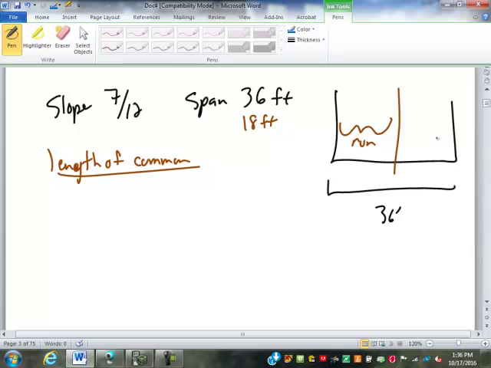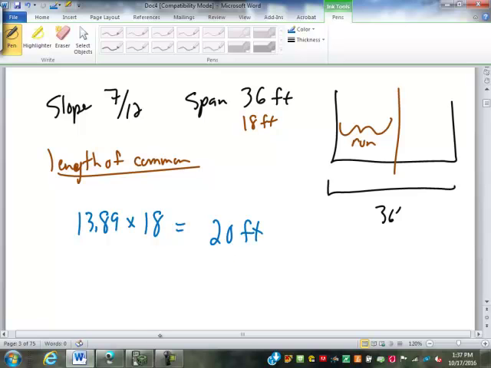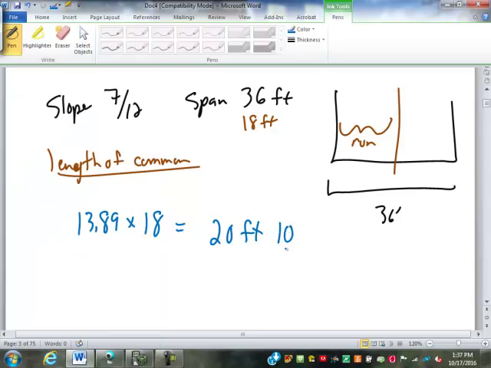So if you look on the square, what do you get for 7? 13.89. What are we going to do with that? 18, another run. So 13.89 times 18 gives us 250.02, right? Divided by 12 is going to give us 20. So that's 20 feet. So I'm going to subtract the 20 and then do what? Multiply back by the 12 to put it back in inches. So it's 10.02 inches. So that's 10 inches.